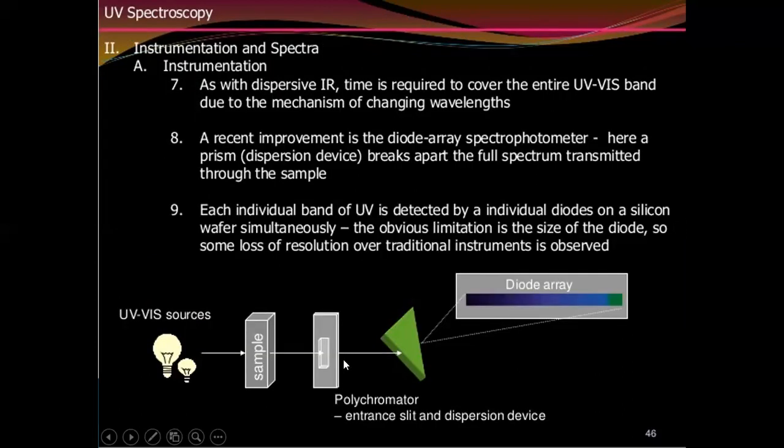Here you can see only the sample. This is single beam. More time is required to cover the entire UV visible range due to the mechanism of changing wavelengths. The improvement is the diode array spectrophotometer. The full spectrum is transmitted through the sample, and each individual band of UV is detected by individual diodes.